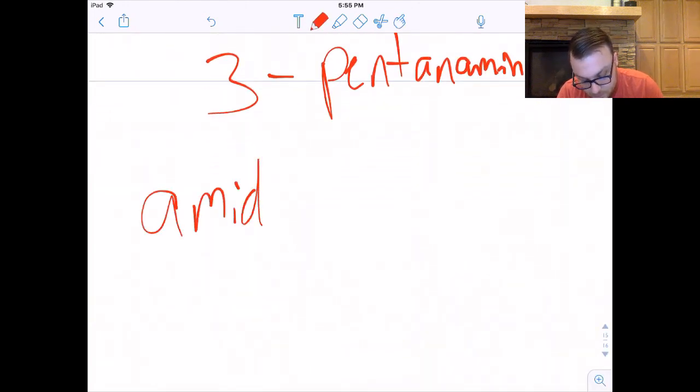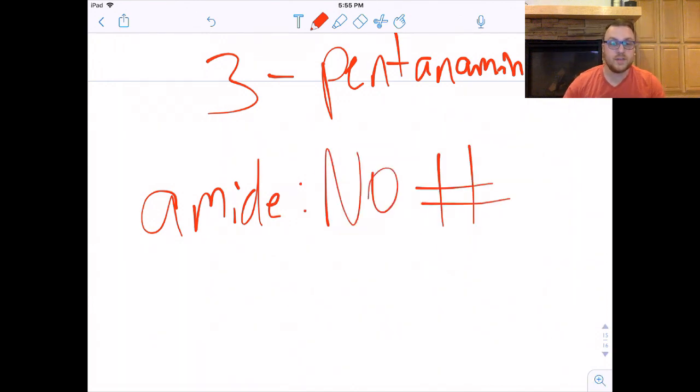But if it's an amide, no number. You don't need a number if it's an amide, because that NO combo is going to be at the end of the compound. So no worries. You don't need it. Hooray. No number needed.